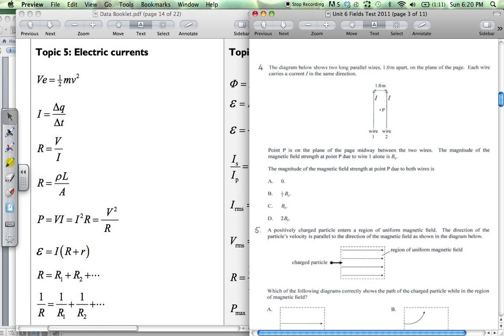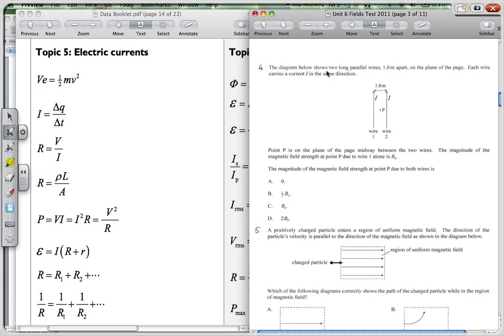Question 4. We have the diagram below shows two long parallel wires. Magnetic field strength at point P due to wire 1 alone is B0. The magnitude of the magnetic field strength at point P due to both wires is. Alright, so we have a look at those. So I'm going to just see if I can draw a diagram just to help explain that. I'm going to draw sort of like a circle in 2 dimensions. So that's for the one wire. That's the magnetic field, and this is for the other one. Like this, just imagine that's a circle.